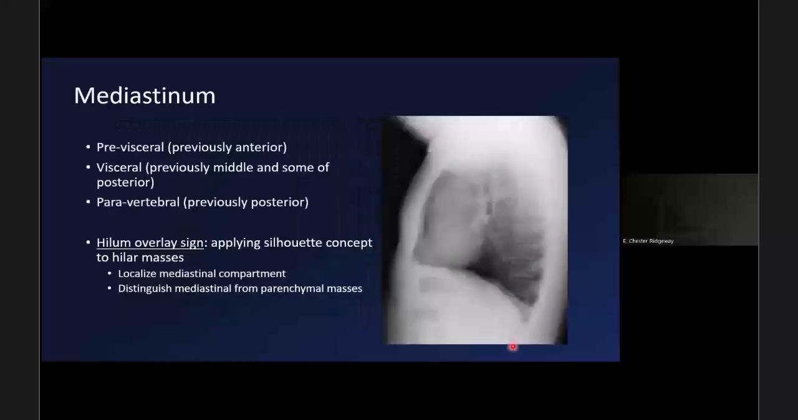Mediastinum. Just important things on your lateral view. I mentioned that retrosternal clear space. If you lose that clear space, you need to do further follow-up. In this case, there's this opacity that is now taking up what should be this nice clear space between the sternum and the heart. This person actually has a thymic carcinoma. So there's a large anterior mediastinal mass there.